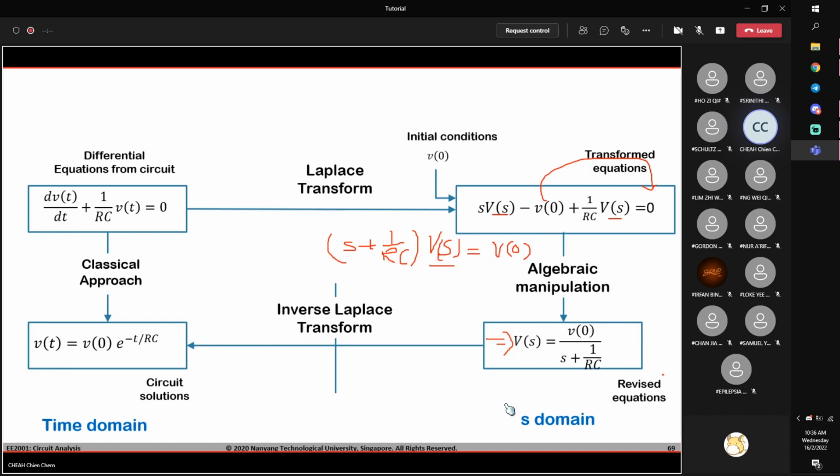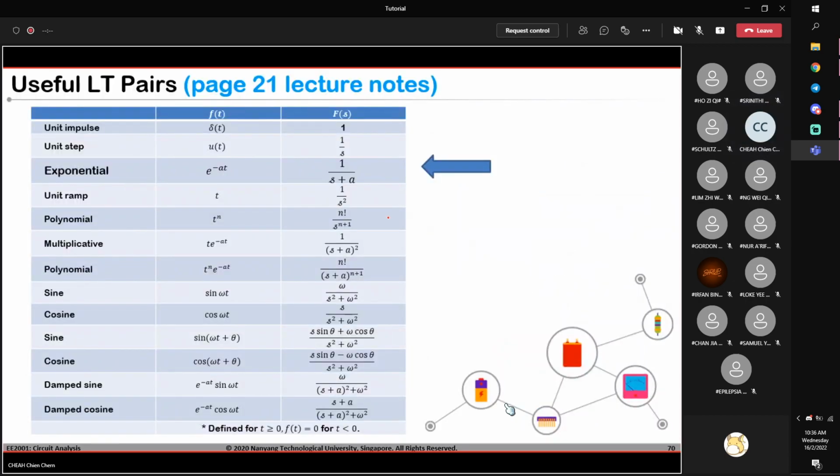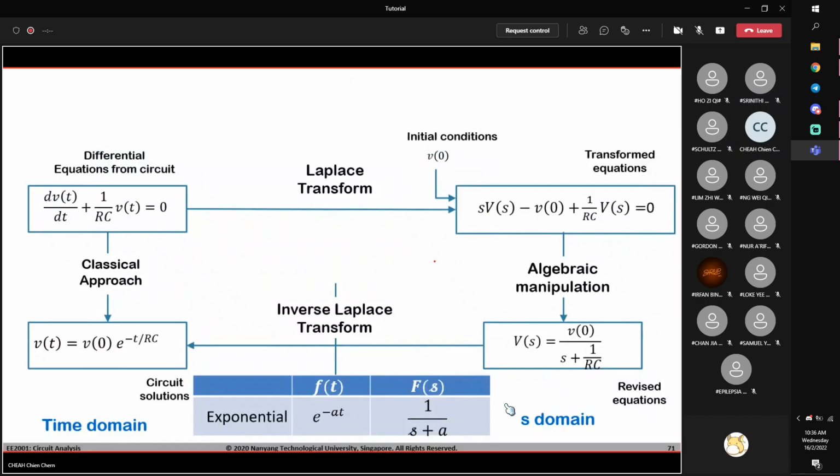This is a solution in the Laplace domain because we transform the differential equation from the time domain into algebraic equations in the Laplace domain. Since there's no differentiation, we can just do algebraic manipulation, correct? Then you get a solution in the Laplace domain and take the inverse Laplace transformation. Look at this term: 1 over s plus a, multiplied by the constant v0, correct? So we use 1 over s plus a, where a is 1 over RC. Therefore you get e to the power of negative t over RC in the time domain.